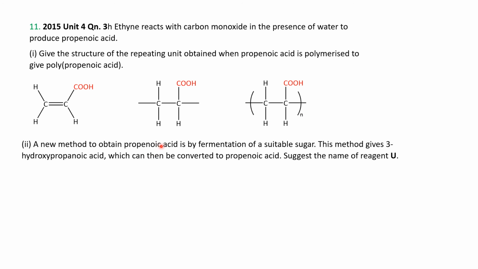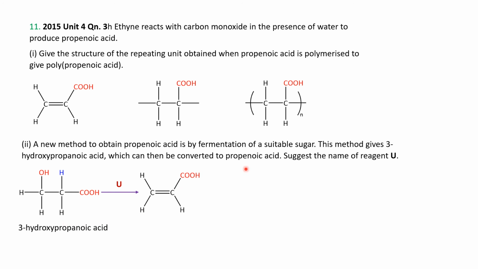New method to obtain propenoic acid. This method gives 3-hydroxypropanoic acid right there, which can then be converted to propenoic acid via application of reagent U. Well, how do we essentially dehydrate an alcohol, because this is the alcohol bit, to give us an alkene? And the answer is, in the lab, we're going to use sulfuric acid and a relatively high temperature.